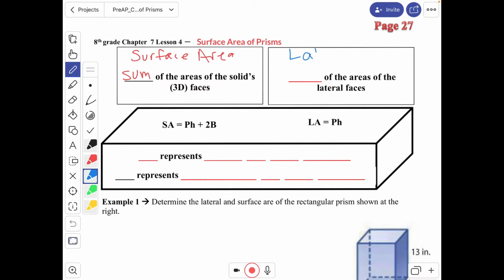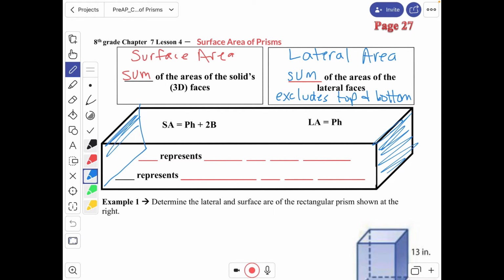Lateral surface area is more like if my husband tried to wrap the paper. The ends would be showing. So it's the sum of the areas of the lateral faces. It excludes top and bottom. So not this. Lateral is not that, or it's on this other end too. So not top or bottom.